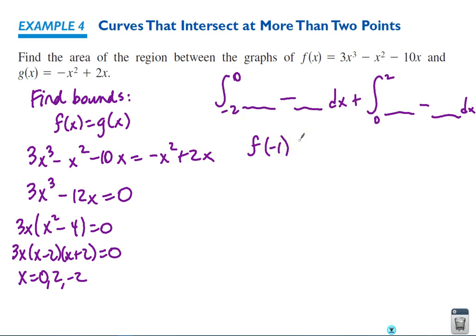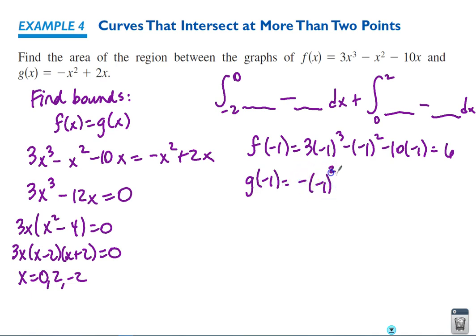Let's go with negative 1. F of negative 1 is 3 times negative 1 cubed minus negative 1 squared minus 10 times negative 1. This works out to be positive 6. How does that compare to g of negative 1? G of negative 1 is negative 1 squared plus 2 times negative 1, which is equal to negative 3. So in my first interval, f of x is higher than g of x, because when I plug in a random point, negative 1, because it was simple, f of negative 1 was higher than g of negative 1. That tells me in my first integral, I'm going to say f of x minus g of x.